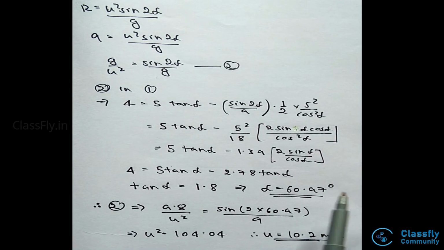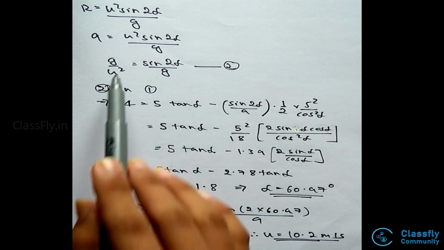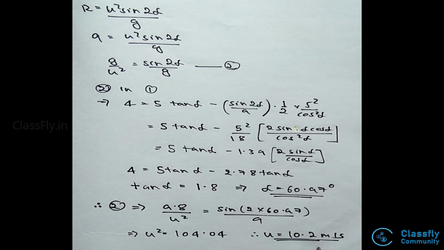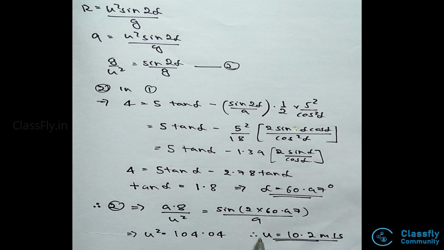Hence, now substituting the value of alpha in equation 2, we have 9.8, that is the value of g, divided by u square to be equal to sin 2 into 60.97 divided by 9. Hence, upon solving this, we get the value of u square to be equal to 104.04, which implies that the velocity of projection u will be 10.2 meter per second. Hence, we have now found out the velocity of projection and the angle of projection.